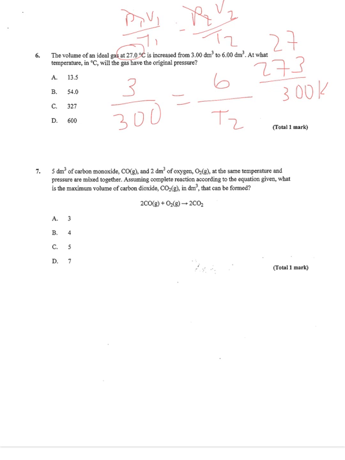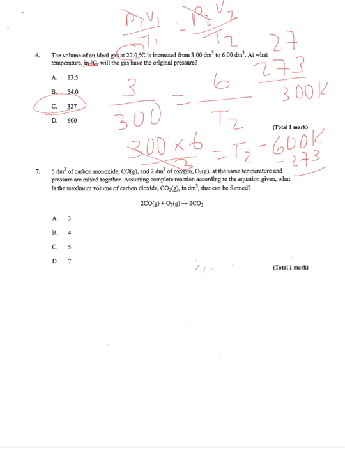So I go ahead and get my 300 Kelvin. So I end up with 300 times 6 over 3 being equal to T2. So 100 times 6, that's 600, but that's Kelvin, and they specifically said in degrees Celsius. So I have to minus the 273, undo the Kelvin, and that yields the 327.